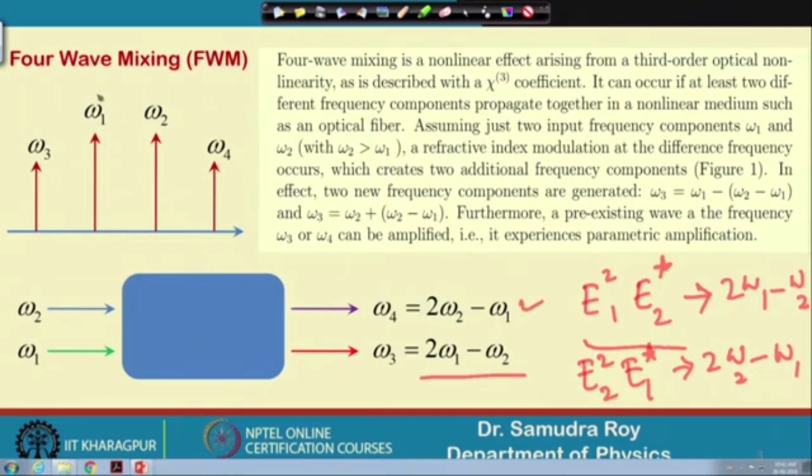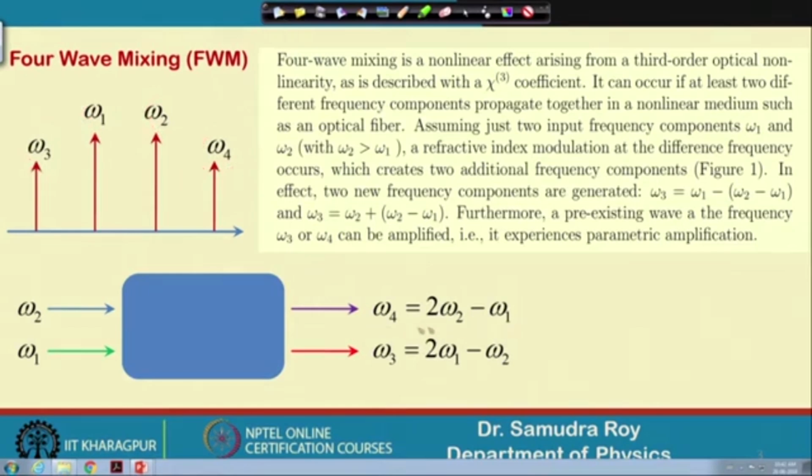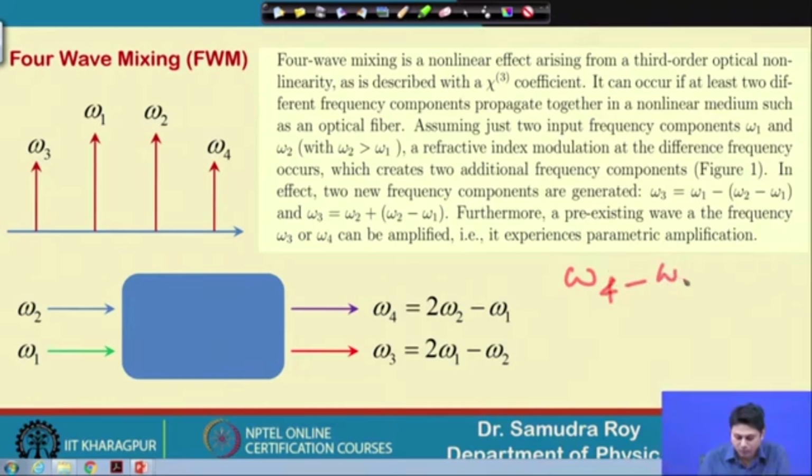So, we start with two frequencies, omega 1 and omega 2. The combination of these two, omega 1 and omega 2, can give rise to two different frequencies. One is this omega 4 and another is this. And the relationship between these frequencies is something like this. If you write these things here, then we can write a simpler expression, and this expression is omega 4 minus omega 2 is equal to omega 2 minus omega 1.